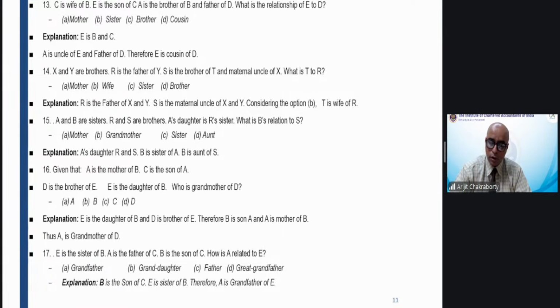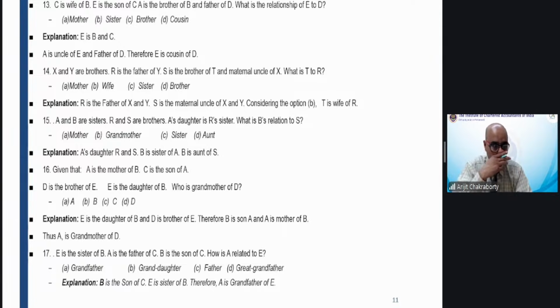B is the son of C. And it is given A is the father of C. Please note, B is the son of C. Father of C, that is, A is male. Question is, how is A related to E?